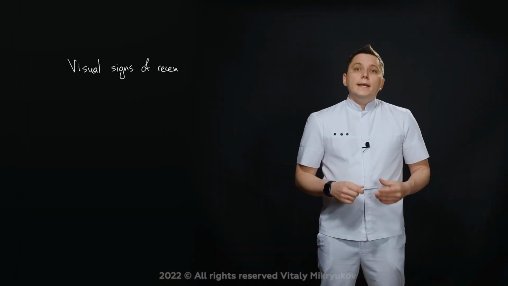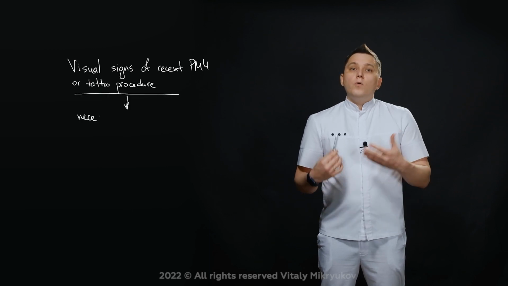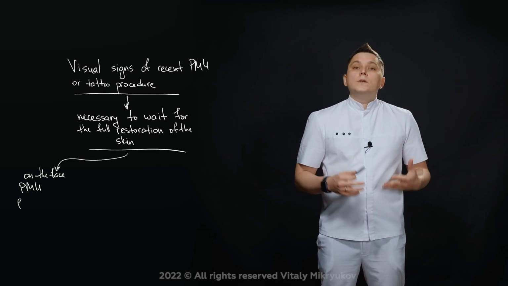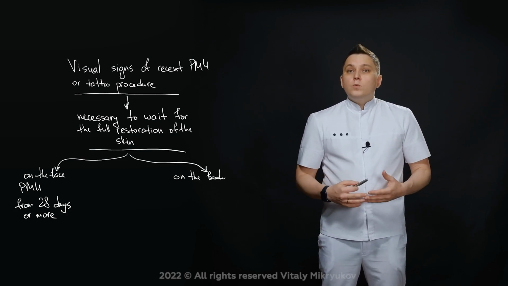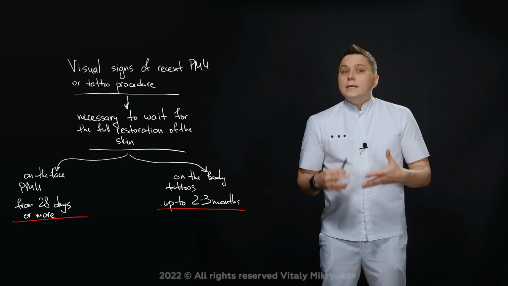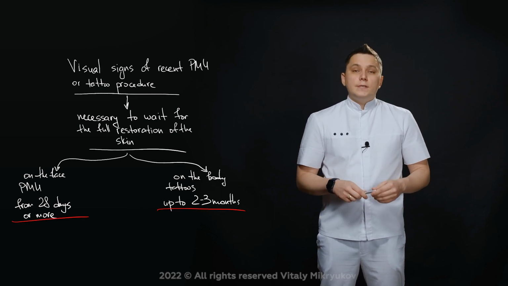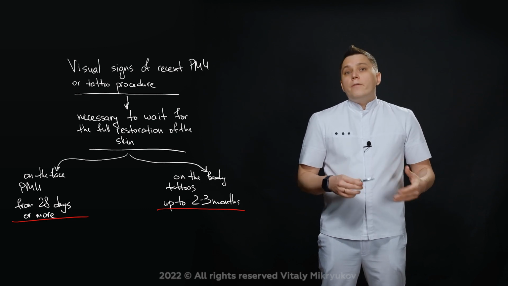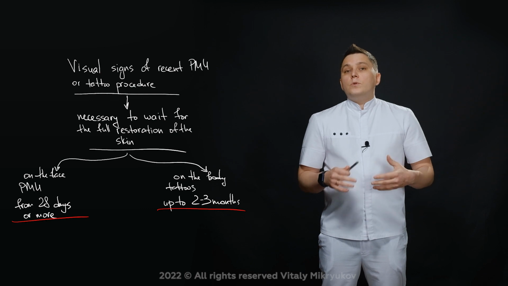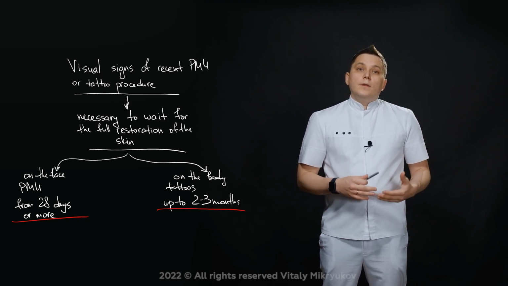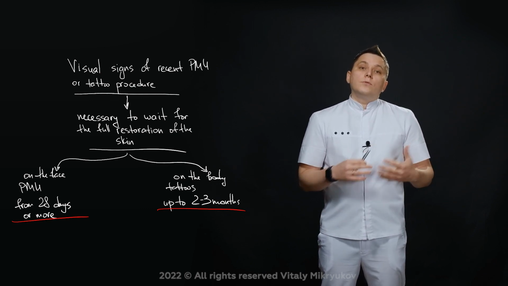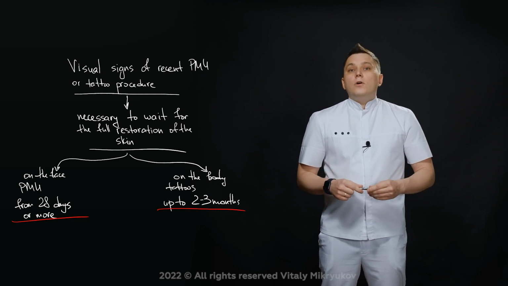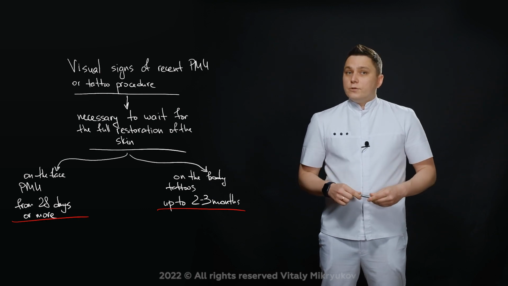If visually there are any signs of a recent permanent makeup or tattoo procedure, then find out how long ago the permanent makeup or tattoo was applied. If the application was recent, then explain that it is necessary to wait for the full restoration of the skin, and only after that proceed with laser removal. On the face, the recovery period of the epidermis is 28 days or more. On the body, I recommend holding on for up to 2 to 3 months. This is due to slow regeneration and purification of the epidermis from particles of artificial pigment.